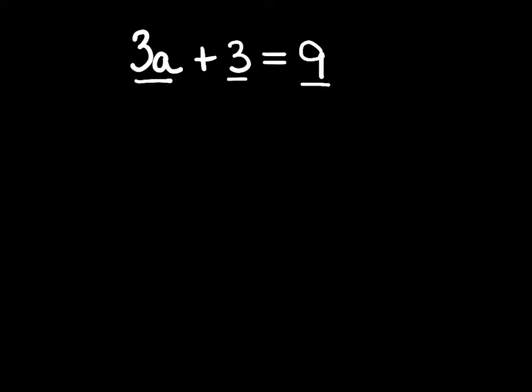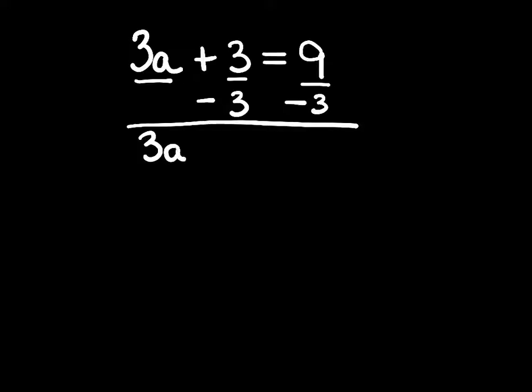Let's subtract 3 from both sides. Subtracting 3 from both sides gives us 3a plus 3 minus 3, which is equal to 0, so let's just leave that out. Equals 9 minus 3, which is 6. Now we're down to two things. We have the 3a on the left and the 6 on the right.